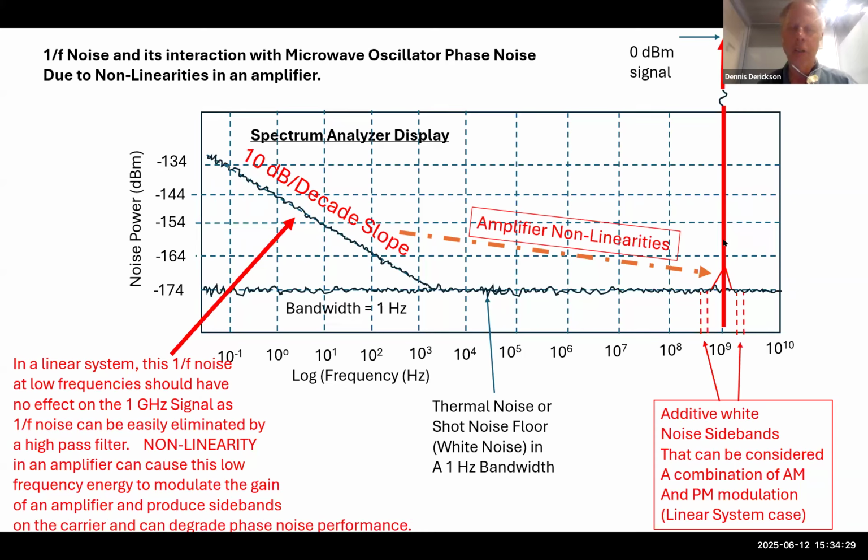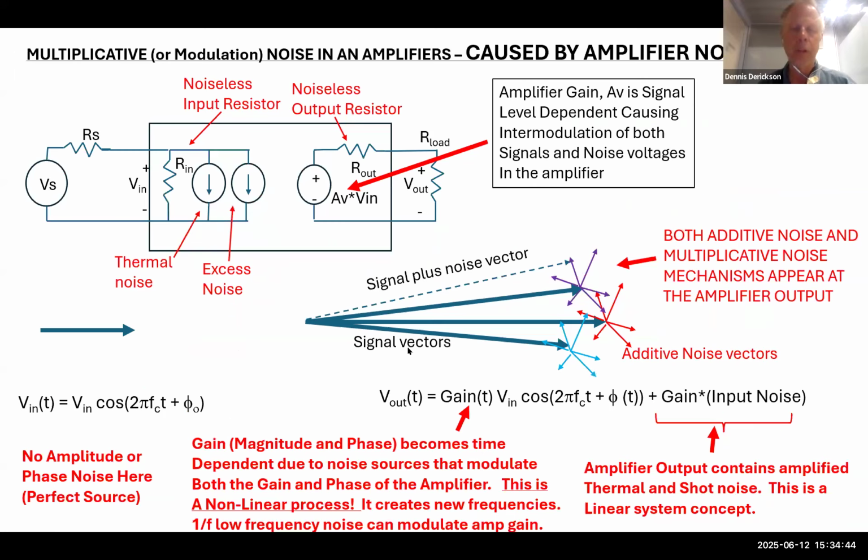And that's unfortunate, but it turns out that in high performance oscillator design, this 1/f noise is actually very important because it's at low frequencies and it gets modulated onto the carrier. So let's see, how is it that this 1/f noise can get modulated onto the carrier? Because normally in a linear system, it shouldn't do that. We could just high pass filter out the low frequency noise and it would be gone.